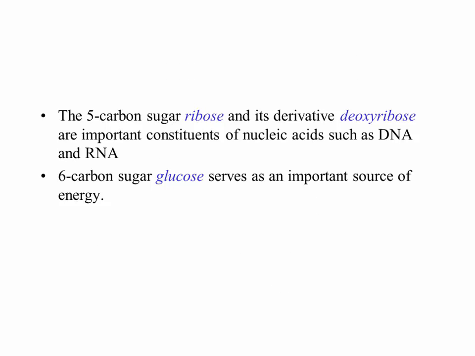So the 5 carbon sugar ribose and its derivative deoxyribose, and I will explain in a few minutes how you get to deoxyribose from ribose, are important constituents of nucleic acids such as DNA and RNA. DNA is the abbreviation for deoxyribonucleic acid, so the sugar in DNA is deoxyribose. And RNA is ribonucleic acid, and the sugar in RNA is ribose.